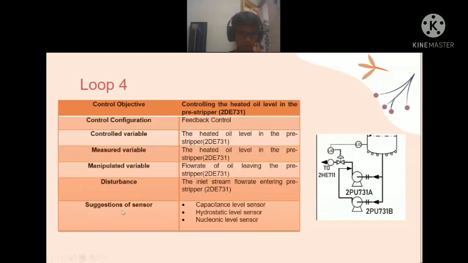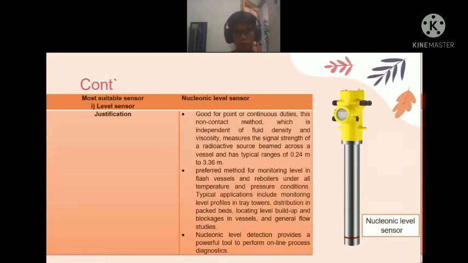There are three types of sensor that we can use. The first one is capacitance, then hydrostatic, and nucleonic. The most suitable sensor is the nucleonic level sensor. So this is the justification for the nucleonic level sensor.